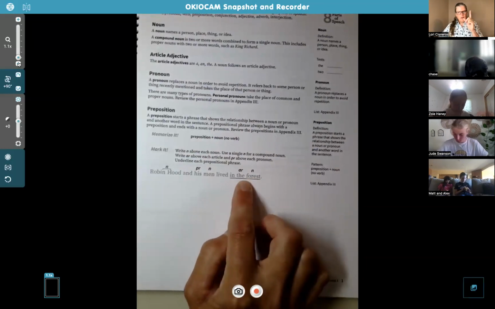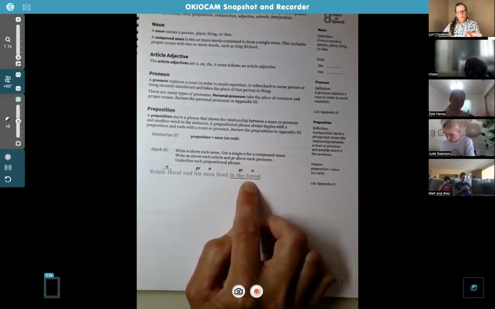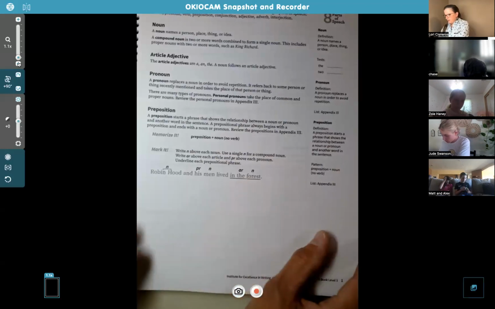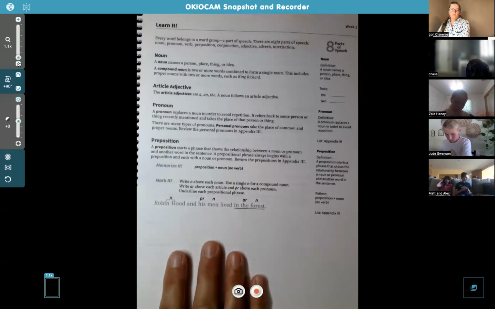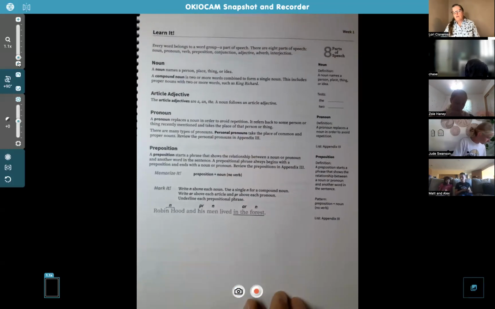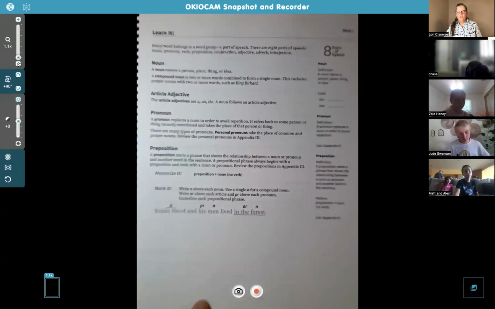So think about that when you're looking for it. Starts with a preposition, ends with a noun. Does anyone have any questions about this page that we just talked about? If you do not have any questions, just shake your head no like this. If you do have a question, just raise your hand.